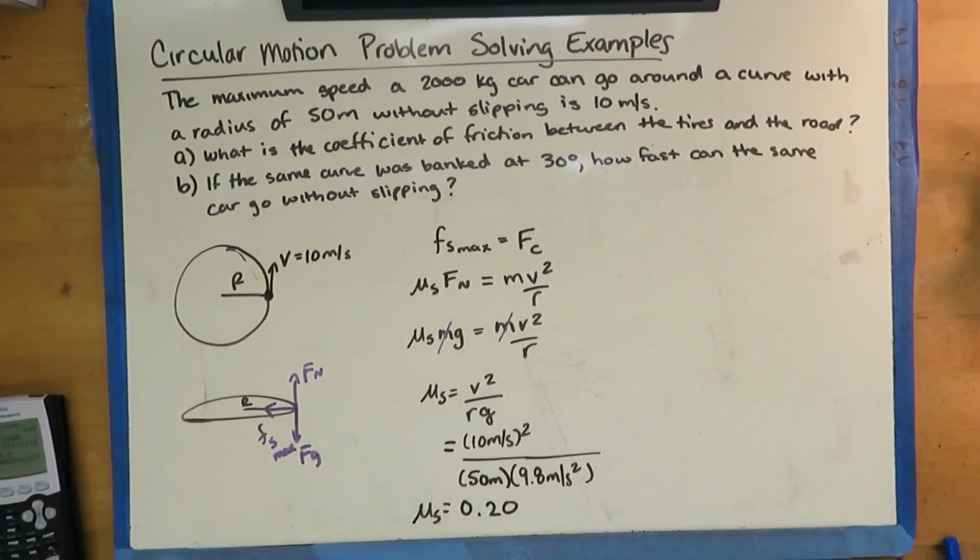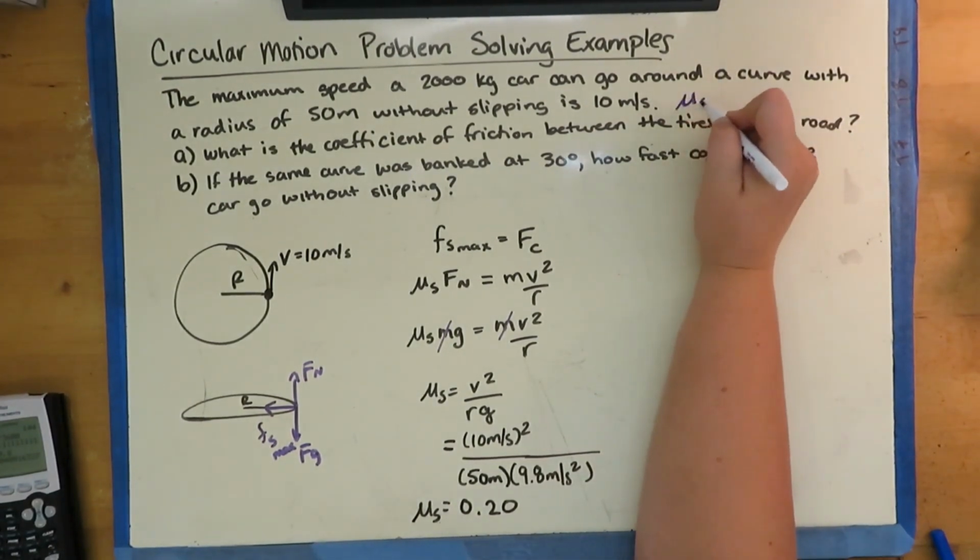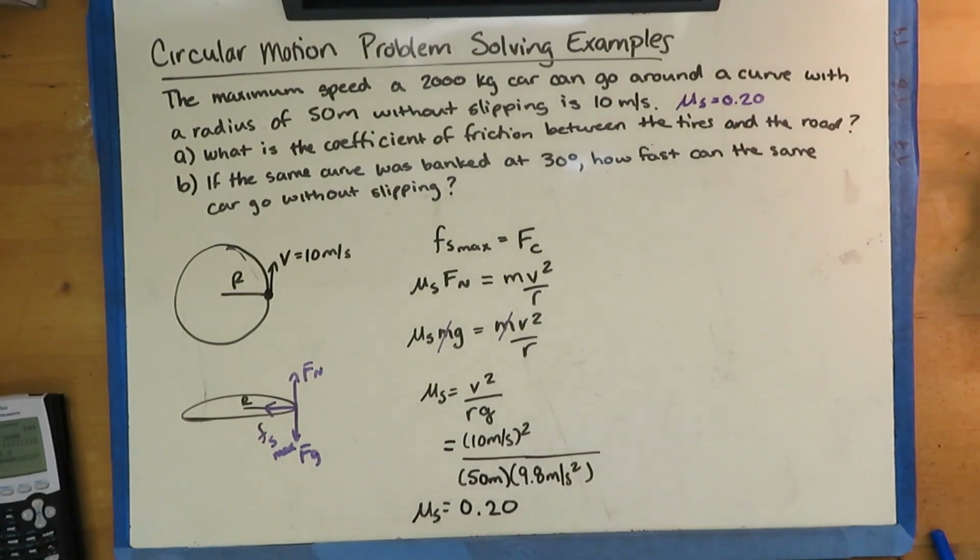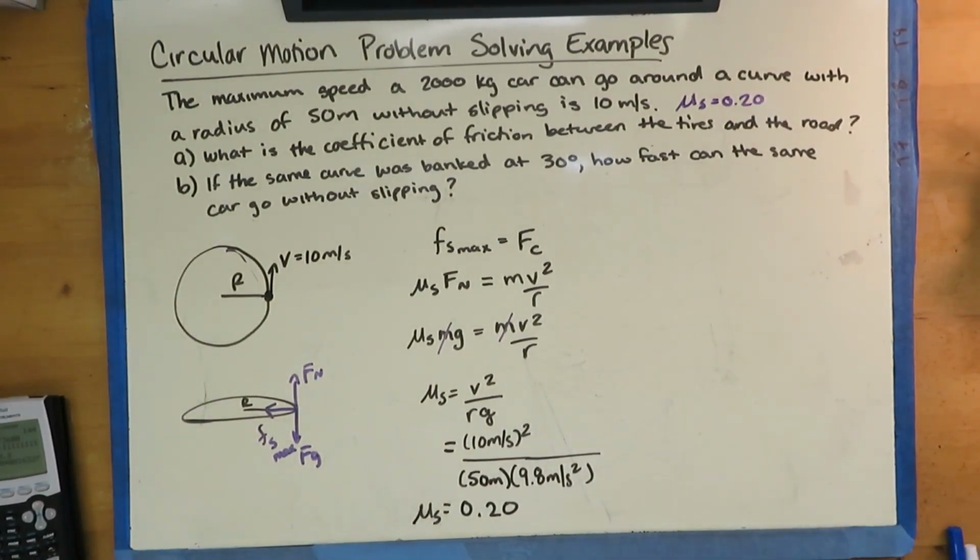All right, so we found our coefficient of friction. That's going to be needed for later probably. So let's say mu s is 0.20. All right, so that's part A.